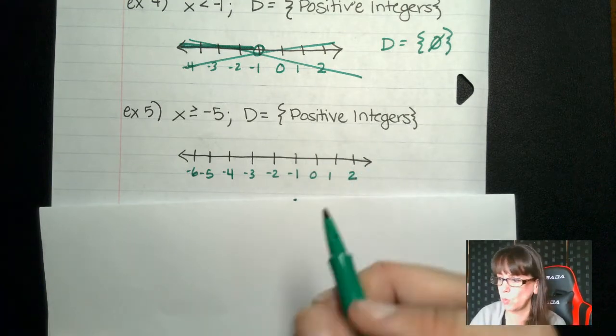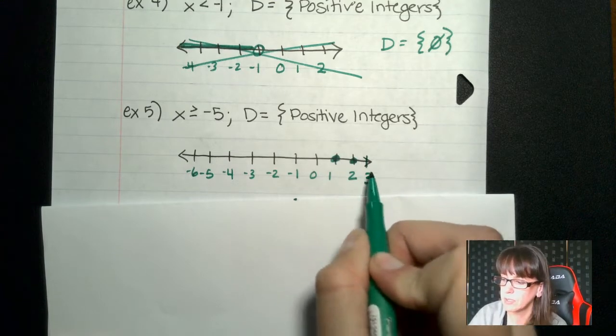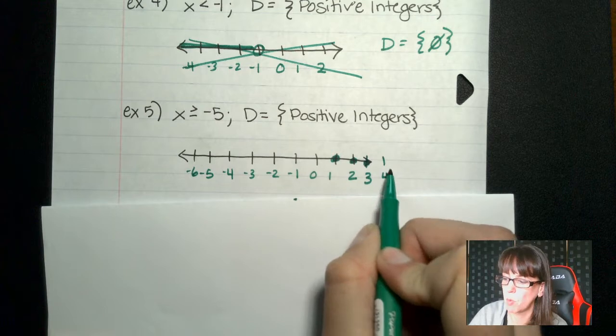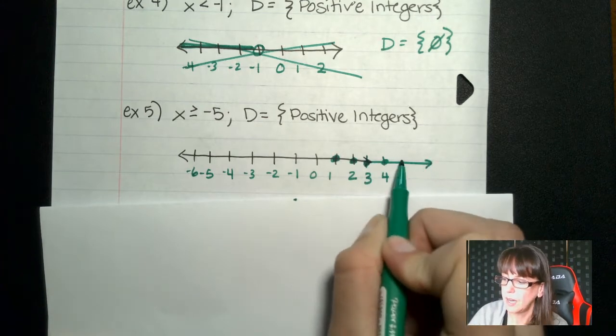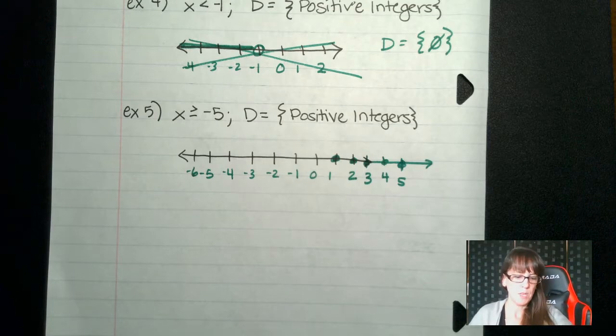So that again is those whole numbers. So it's just 1, 2, and I'll put one more here, 3, and then if we had another one, 4, right? It would keep going just like that. So that's what that domain would look like. Okay, so let's take a peek at some more examples here.